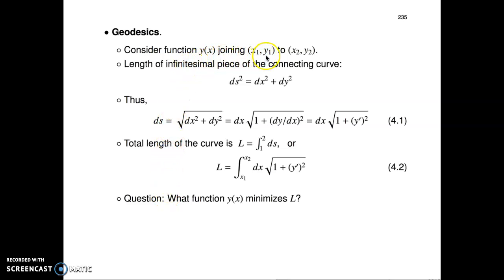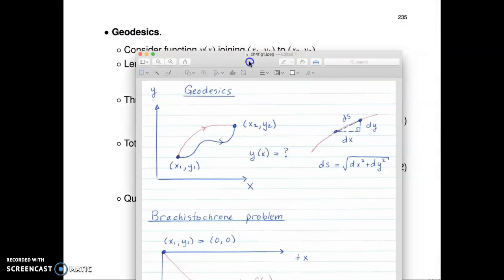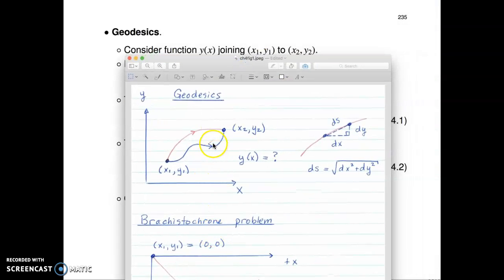So let's say you have 2 points in the xy plane. One is at x1, y1, and the second point is at x2, y2. And we want to consider a function that joins these 2 points. I have a figure over here, the geodesic figure at the top. Here's point 1, here's point 2. And the function could be this red curve, or it could be this blue curve.